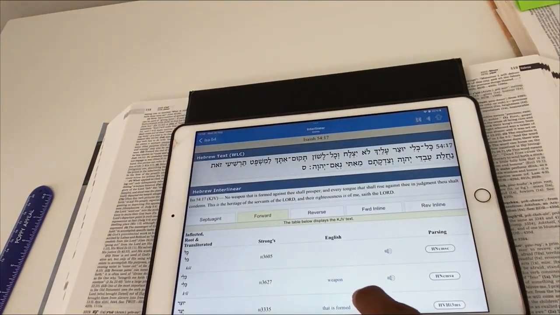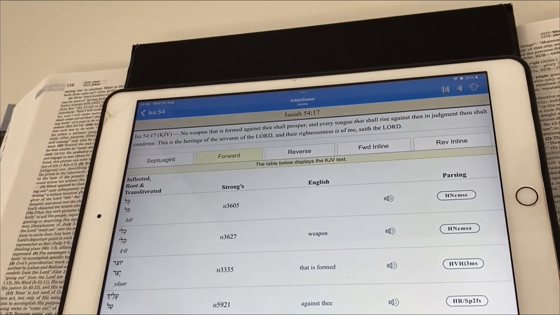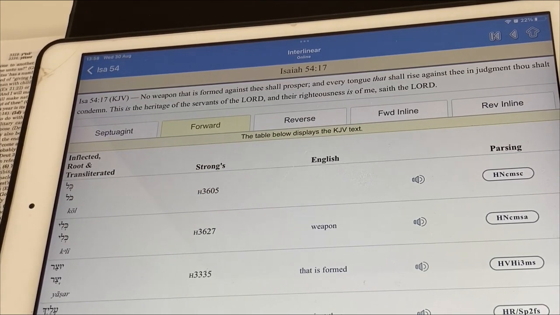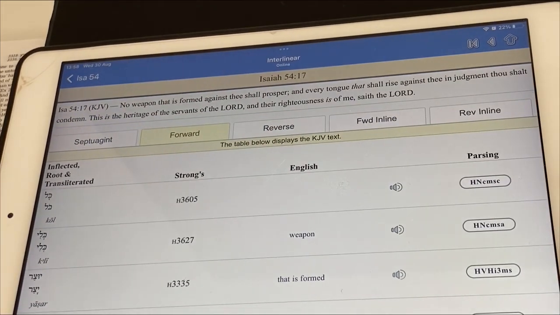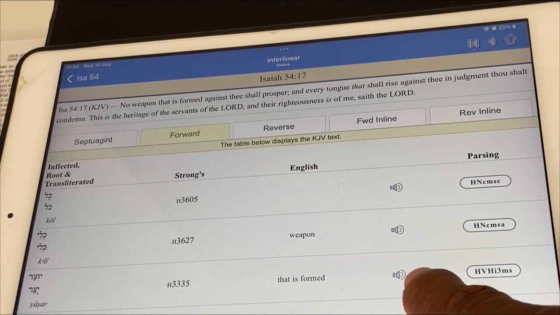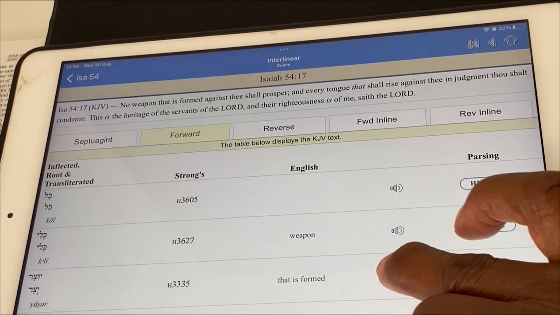So what I do, here we go. So let's zoom in there. So in the Strong's Concordance on the app, there we go, you have that word Yasar, and then you have it 335, and then you have the word that is formed, and then it will give you a pronunciation of that word in the Hebrew when you press this amplifier. So here we go. Strong's H3335. Yatzer.